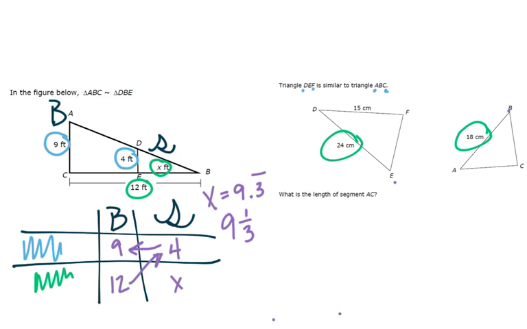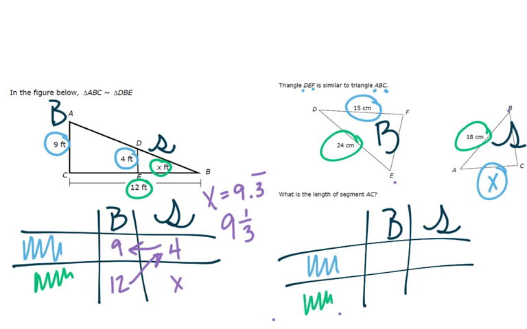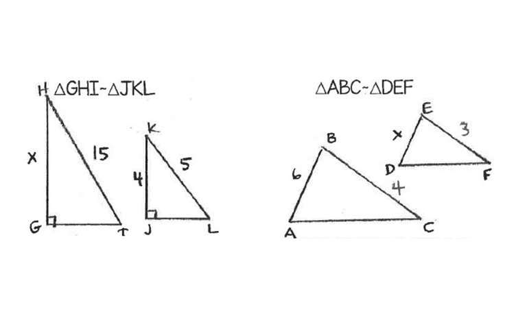So how you say it makes a difference. So the 15 is going to go with A to C, which is going to be my X. So really check how they write these. So big, small, blue side, green side. So big triangle, blue side is 15, green side is 24. Small triangle, blue side is X, green side is 18. Cross multiply and divide. So X is going to give me 11.25.